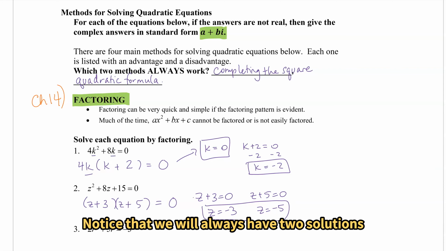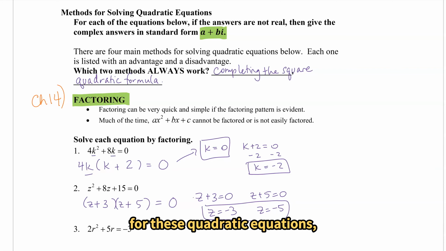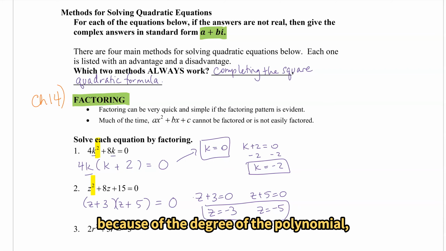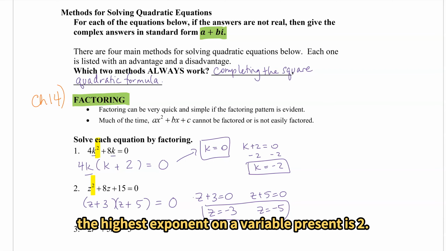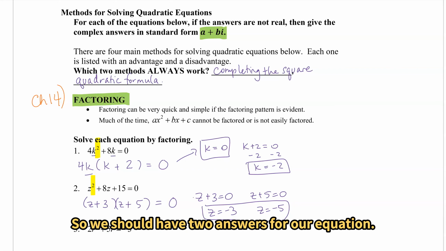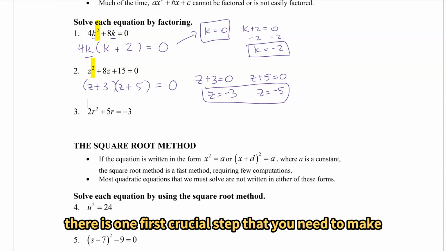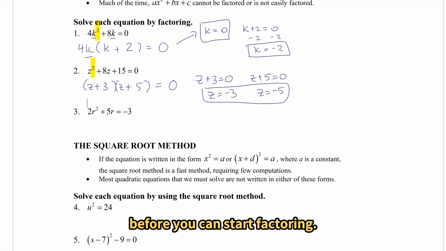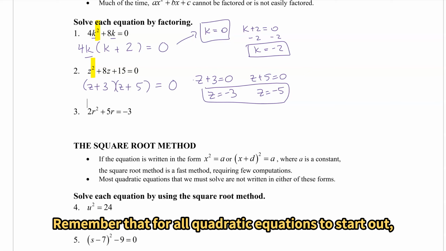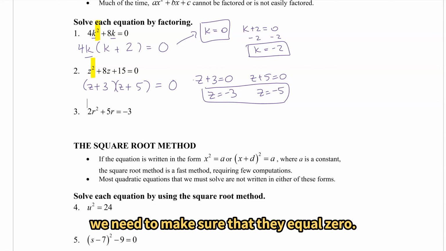Notice that we will always have two solutions for these quadratic equations because of the degree on the polynomial. The highest exponent on the variable present is 2. So we should have two answers for our equation. Try number 3 on your own. There is one first crucial step that you need to make before you can start factoring. I hope you can see it. Remember that for all quadratic equations to start out, we need to make sure that they equal 0.